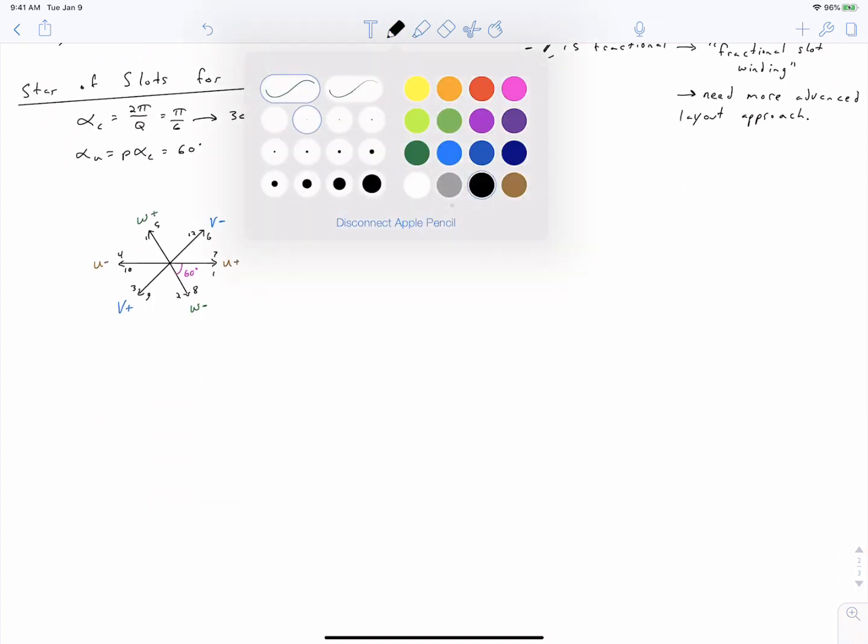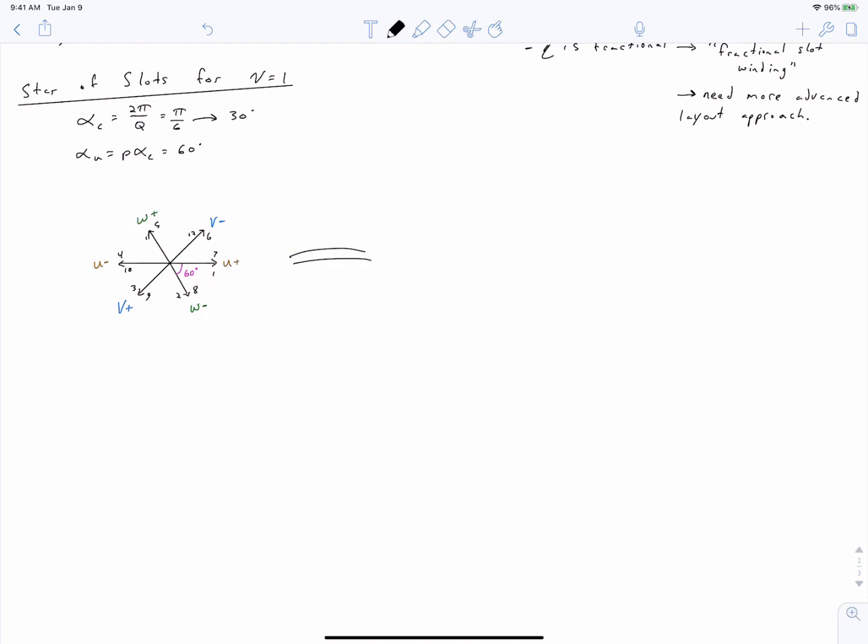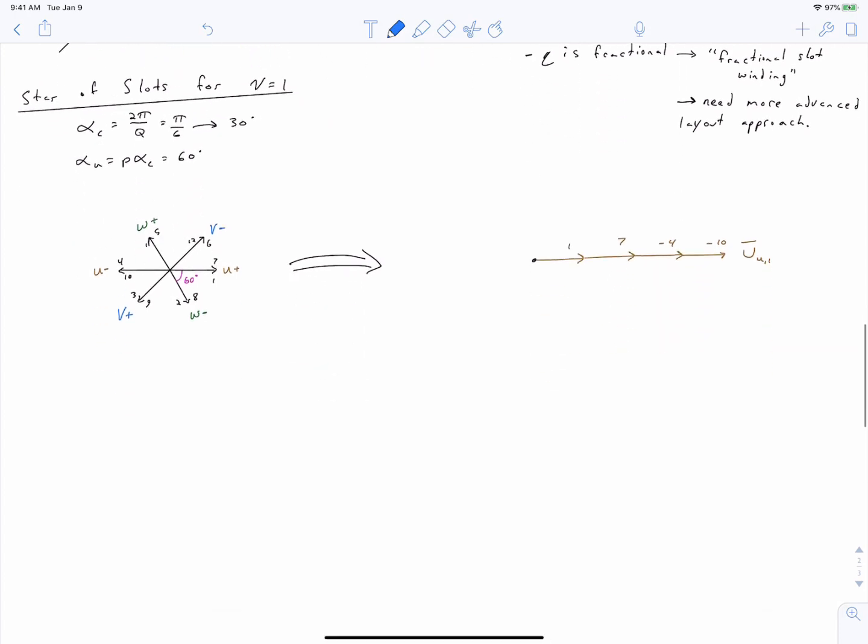And then I can redraw this for what our individual phase voltage phasors look like. So for phase U, I've got a positive 1 phasor, a negative 4 phasor, a positive 7 phasor, and a negative 10 phasor. And then for phase V, I've got a positive 3 phasor, a negative 6 phasor, a positive 9 phasor, and a negative 12 phasor. And finally for phase W, I've got a positive 5 and a positive 11 phasor, a negative 2, and a negative 8 phasor.